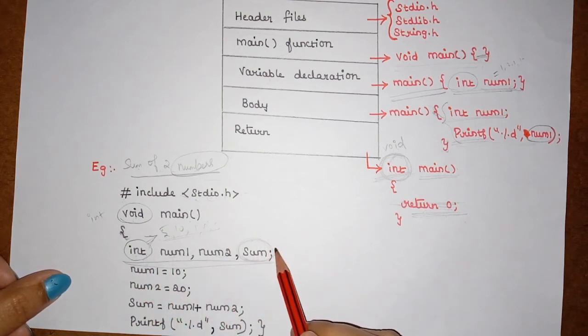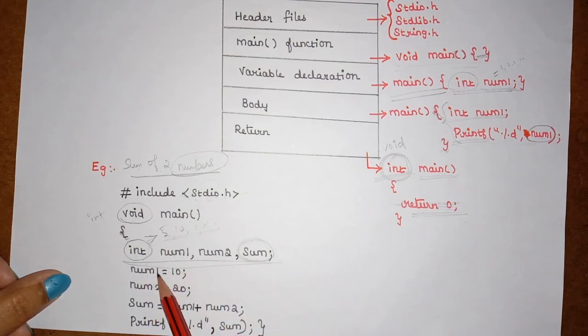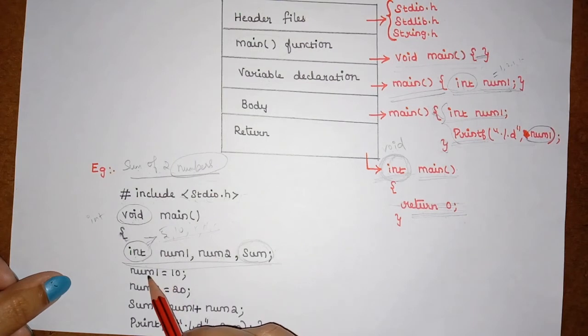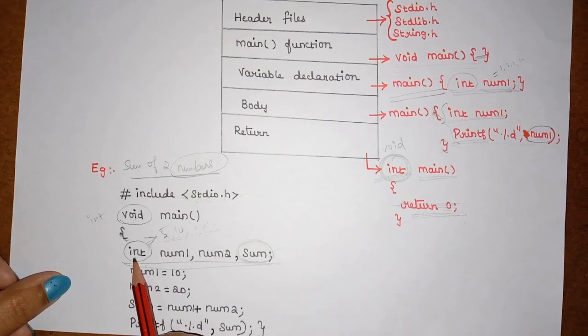This is the declaration statement. After declaration, here we are assigning values to these two variables. For num1, I'm giving the value 10. You can give any number. For num2 I'm giving the number 20. So now num1 has 10 and num2 has 20, and these two are integer numbers because we are using int, so they should contain only integer values.